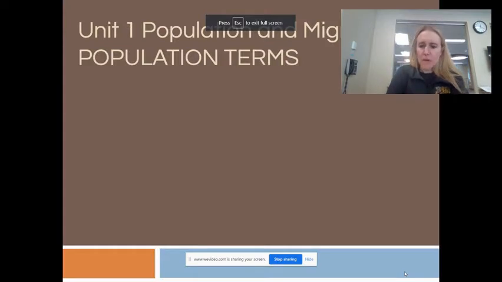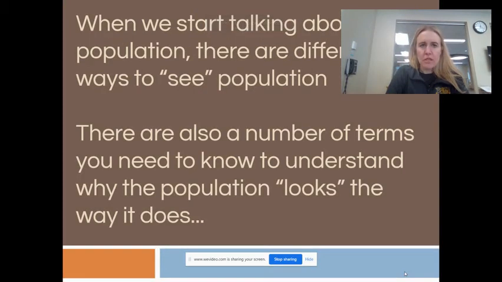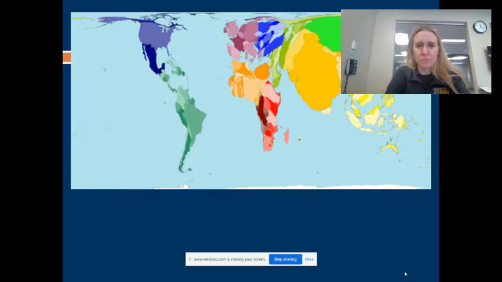So once again, population migration. When we start talking about population, there are different ways to see population. There's also a number of terms that you'll need to know to help you understand why populations look like they do. First of all, when we talk about populations, we're talking about people, we're talking about rises and falls in population, the study of population.